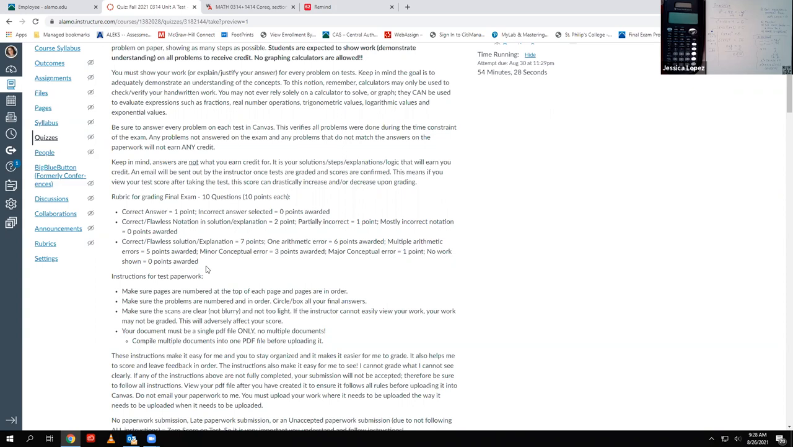Now, with that said, there are sometimes certain problems on the test where it can be done without writing anything down, okay? And for those particular problems, I will write in the directions, no work needed. If there's a problem like that on the test, you basically get all the points for selecting the correct answer. So all 10 points would be, did you select the correct answer or not? Okay, I just want to make you aware of that.